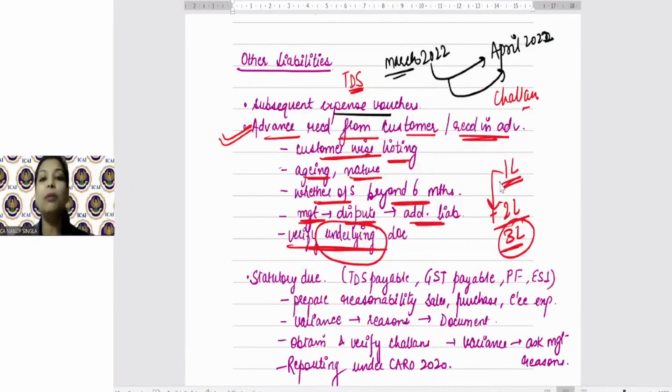See, the word underlying comes in many places in your module. Underlying documents is what? The basis of the transaction. Whichever documents were executed, which form the basis, the foundation of that transaction, the auditor is going to check all those documents. Is it clear? Okay?